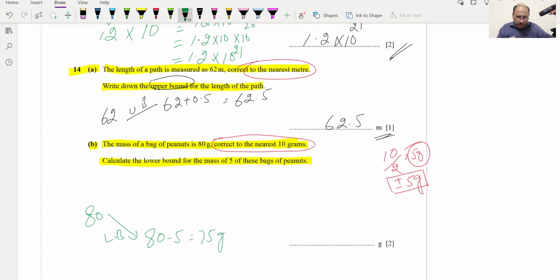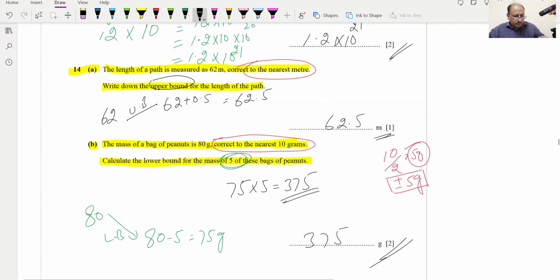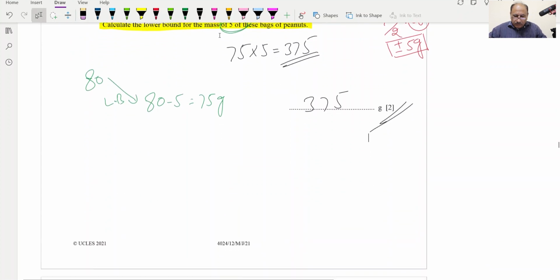So we have to multiply by 5 because this is 5 bags, so we want to calculate for the 5 bags. It will be 75 multiplied by 5, and if you multiply, you will get 375. 375 grams will be the answer for B part, and marks are 2.